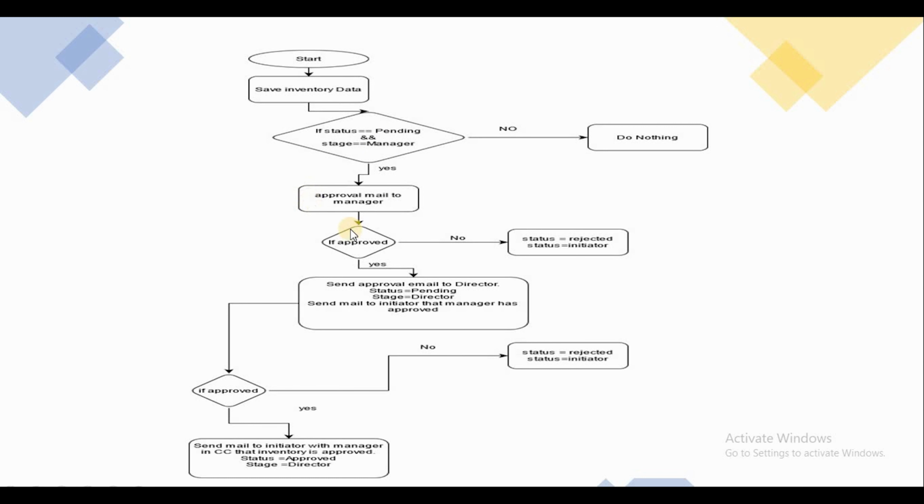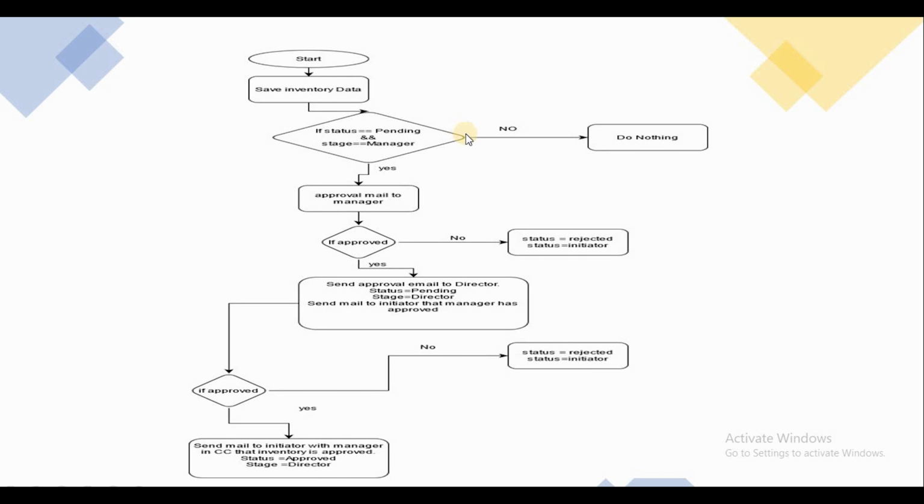Now once the manager approves, the status would remain pending and the stage would become director, and a mail will trigger to the director for approval. So once the director approves, a mail will trigger to the initiator with manager in CC, and the status will become approved and the stage will be director.